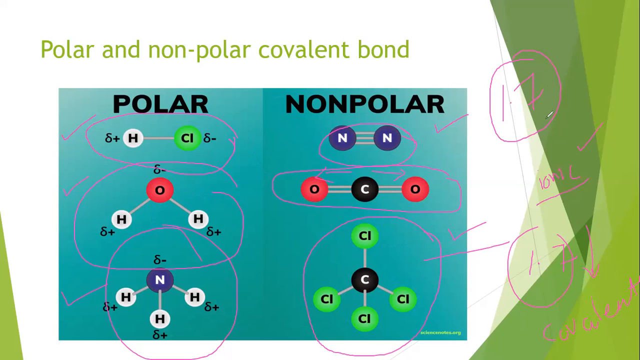Remember, if the difference of electronegativity between the bonded atoms is more than 1.7, then the bond which is going to be formed is an ionic bond, and if the difference of electronegativity is less than 1.7, then the bond is a covalent bond.